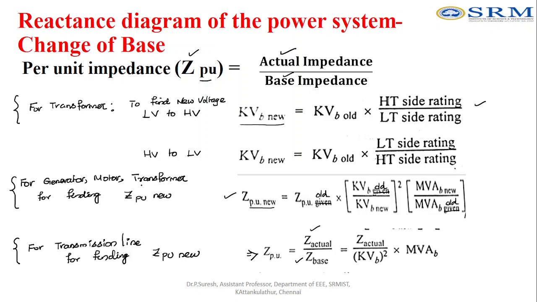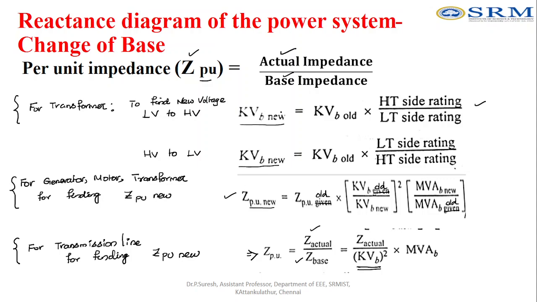Similarly, when the power flows from high voltage to low voltage, kVb new is equal to kVb old multiplied by LT rating by HT rating. Once the new values of voltages are calculated, the new values should be substituted here. This is nothing but the new value of voltage. So for the transmission line, when a transformer is connected in it, initially we have to calculate what the new voltage is.